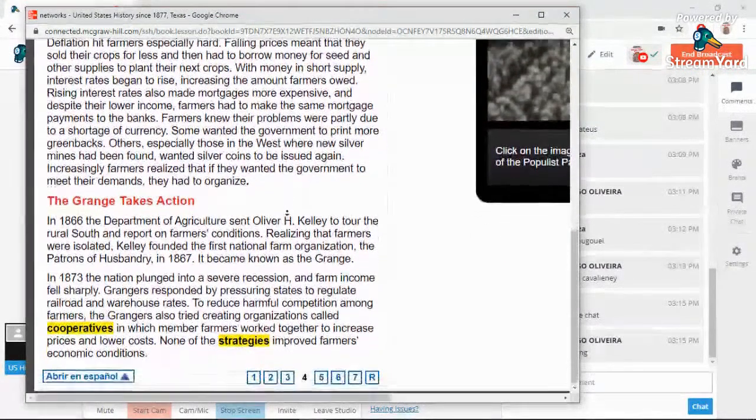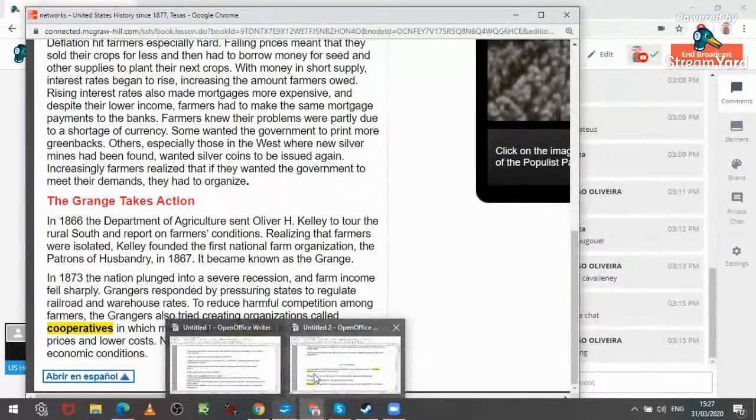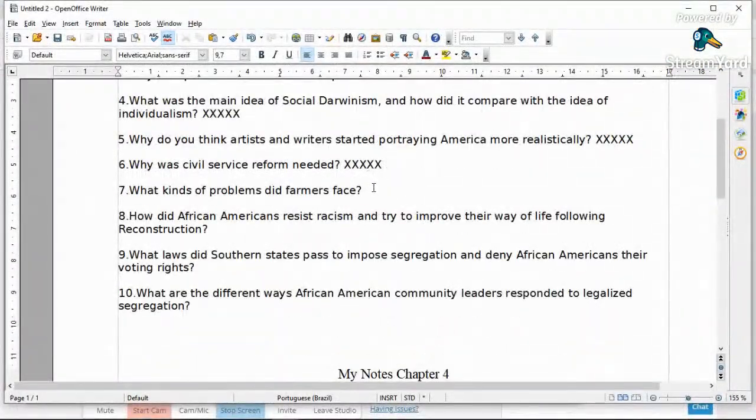So this answers some of these questions here of what problems did the farmers face. So they couldn't sell their goods. They suffered from inflation and deflation. They suffered from owing the banks, right? They suffered from not being able to compete. They suffered from tariffs. They were just having big problems all around, all over. It was bad news bears for the farmers.